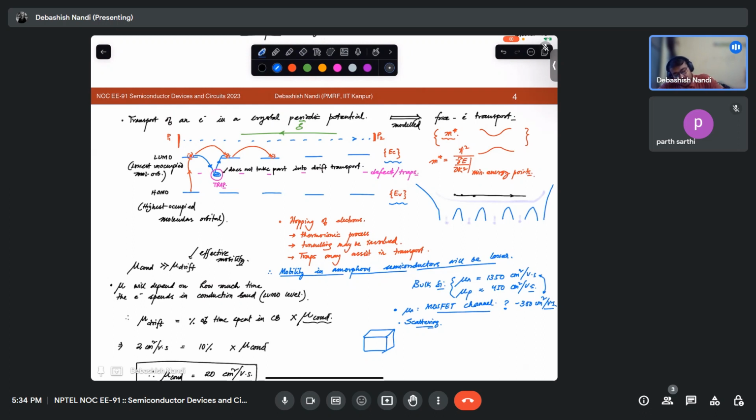In our case, hopping means moving of electrons from this LUMO to the nearby LUMO. But in case of a crystalline semiconductor, what was happening? This was a continuous band. The EC was continuous, right?